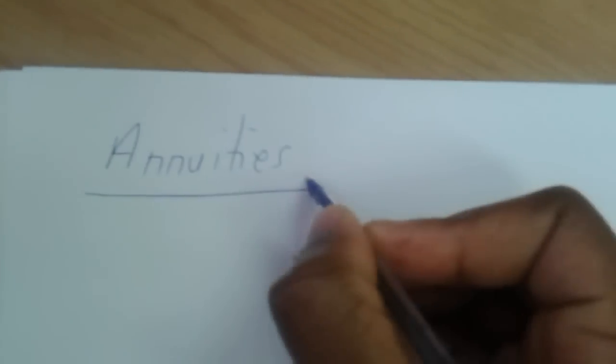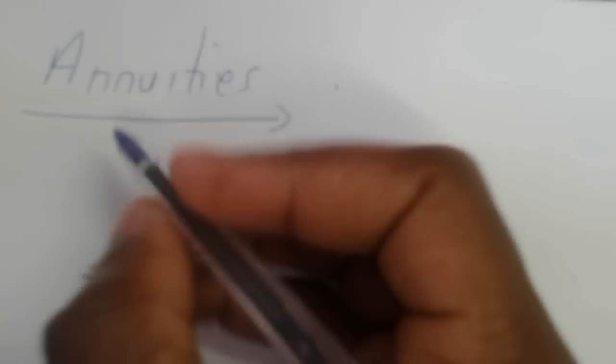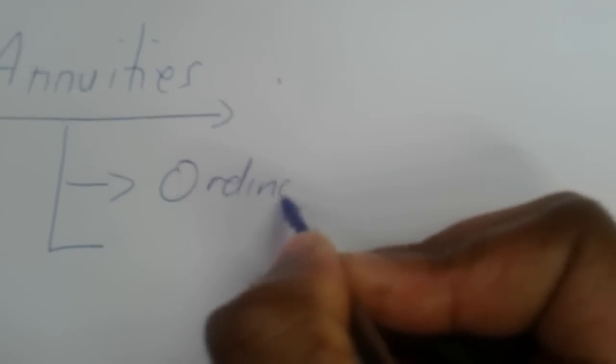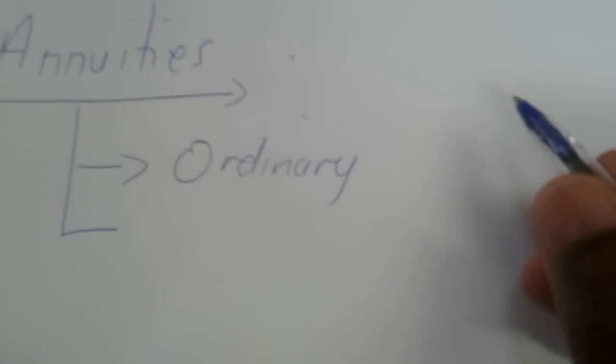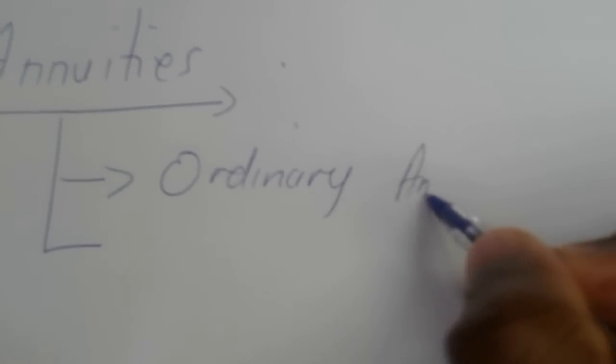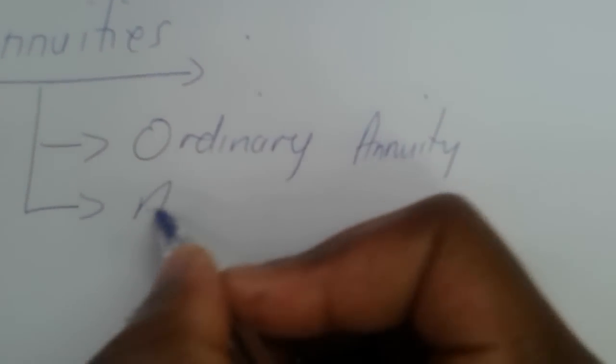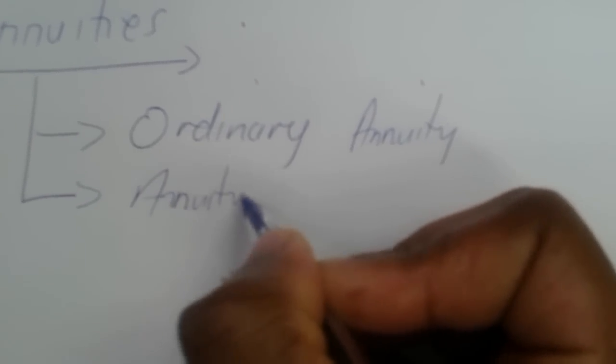Okay, so now I'm going to introduce annuities. Although there are many types of annuities, I'm only going to introduce 2 types. The first one is an ordinary annuity, and the other one is an annuity due.